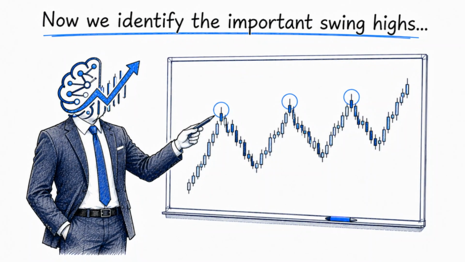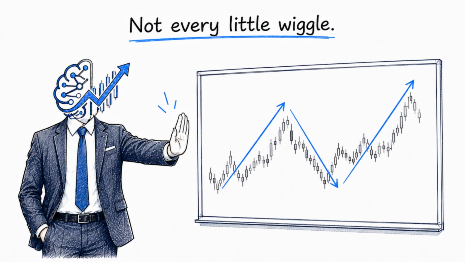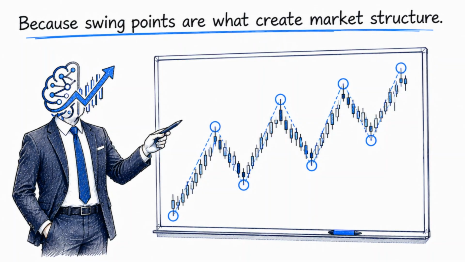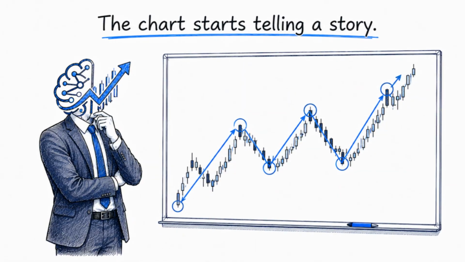Step 2, mark the swing points. Now we identify the important swing highs and swing lows. Not every tiny candle, not every little wiggle, only the major turning points. Because swing points are what create market structure. Without structure, you're just guessing. With structure, the chart starts telling a story.